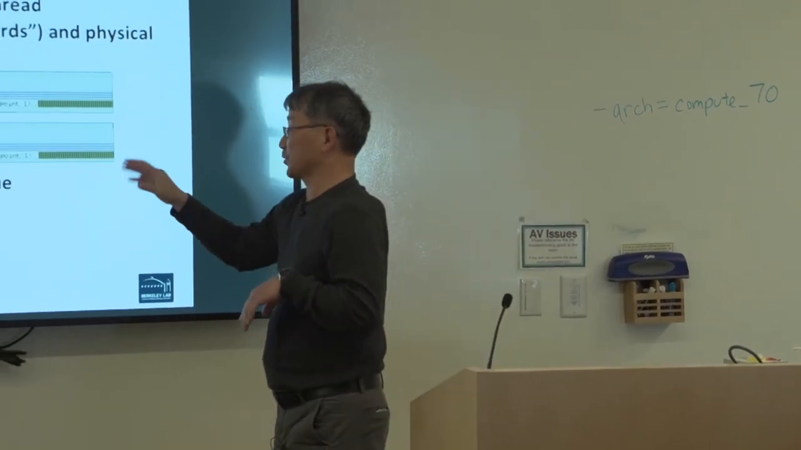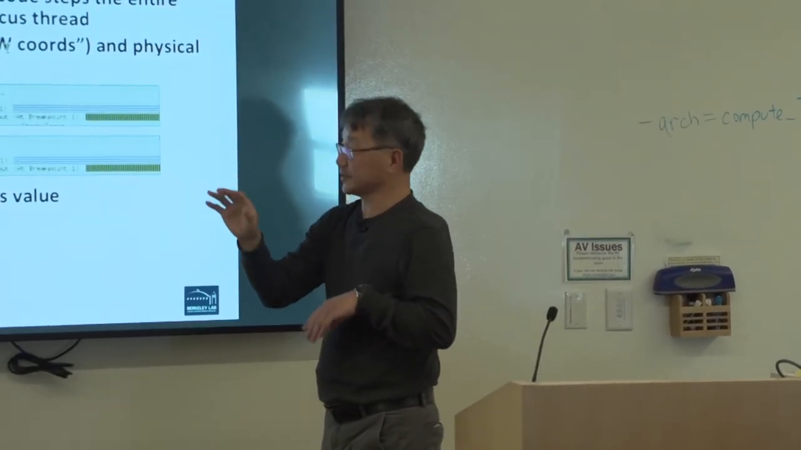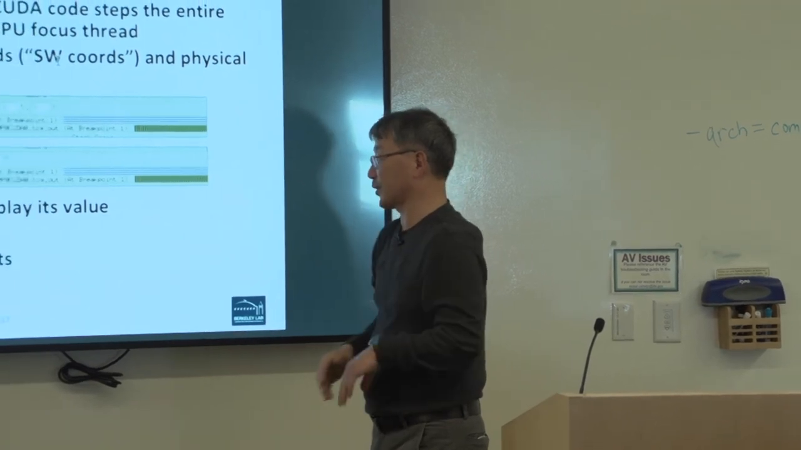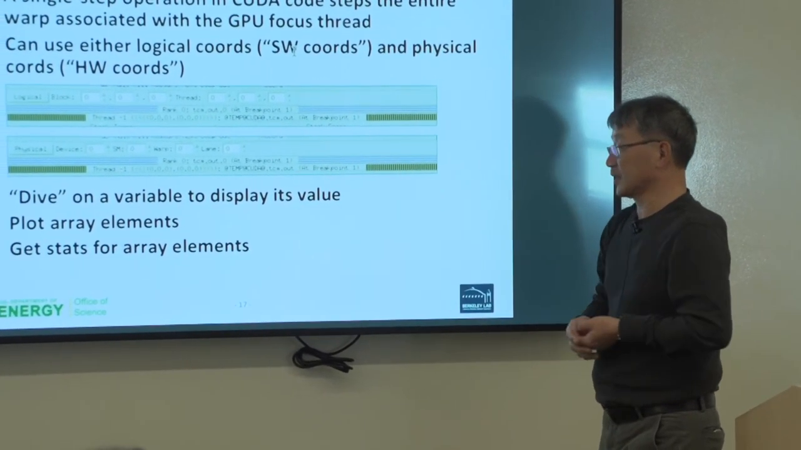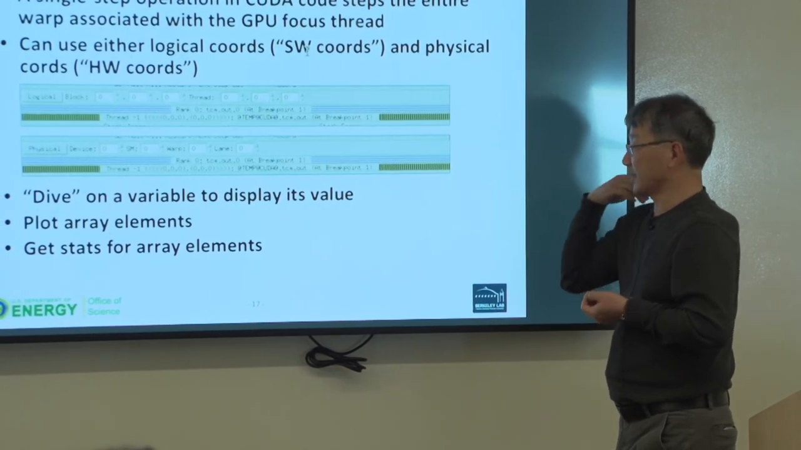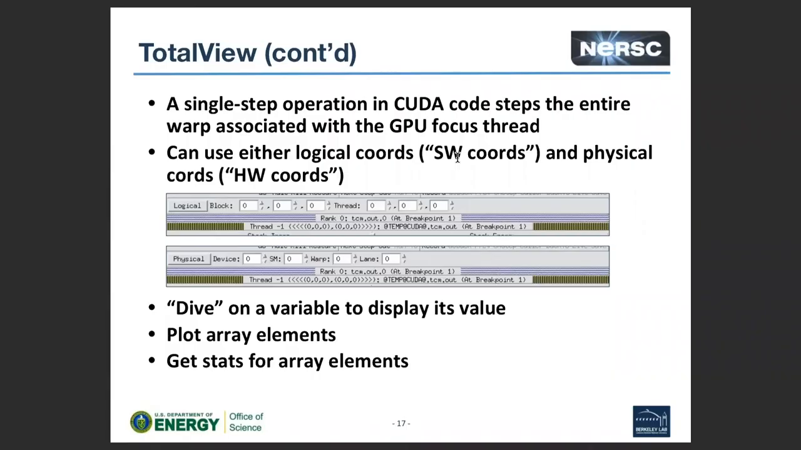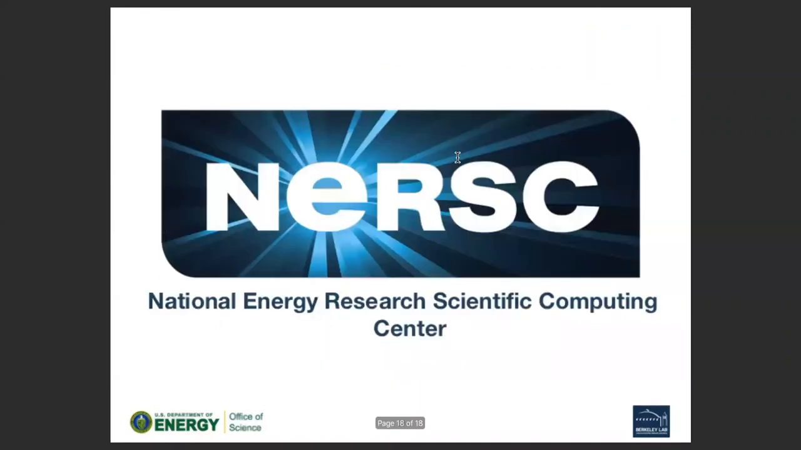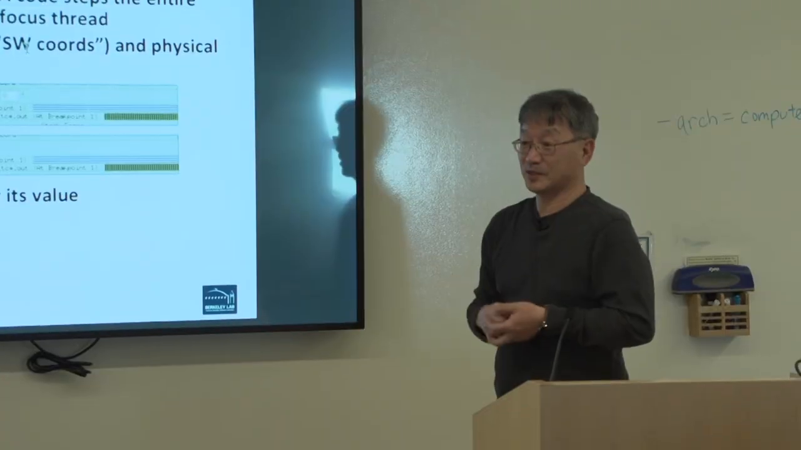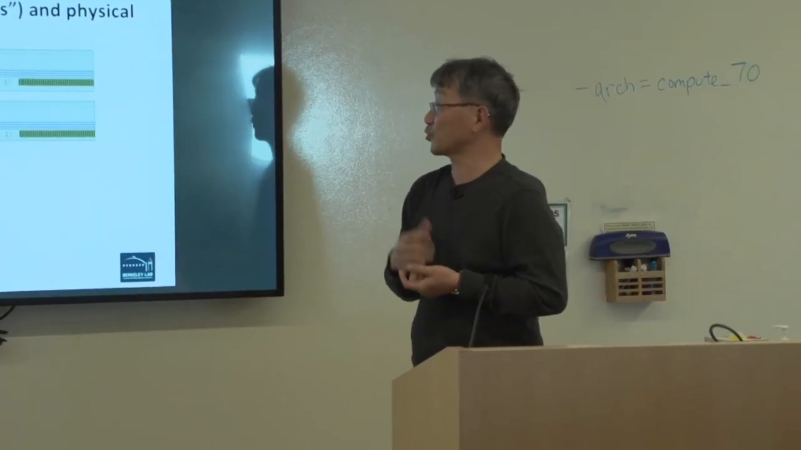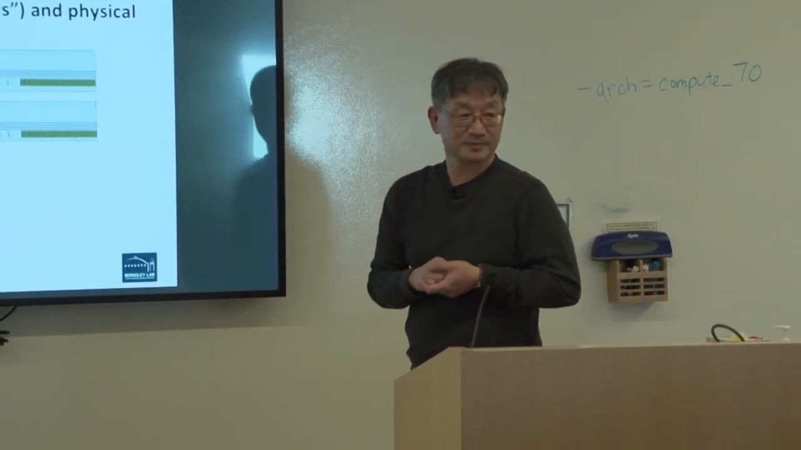To check the values, you can just right-click on the variable in the window. This is called a dive on the variable. You can check the value, and you can plot the array elements. You can get statistics about the array elements here. So I think that's all I have today, but play around with it. This is a kind of intuitive tool, so you can learn very quickly. If you have a problem or question, just let me know. All right.